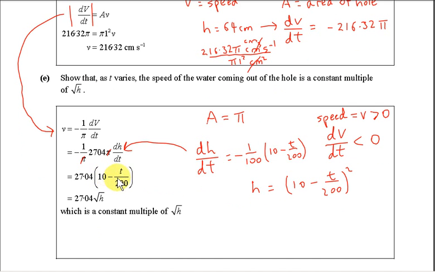Now this expression in here should be familiar. It's from the very start of the question. Go back to the very start, you'll see h given as a function of t. So this expression here must be the square root of h. And this is what we have to show. We have to show that the speed of the water v is a constant multiple of the square root of h. And the constant multiple is 27.04.